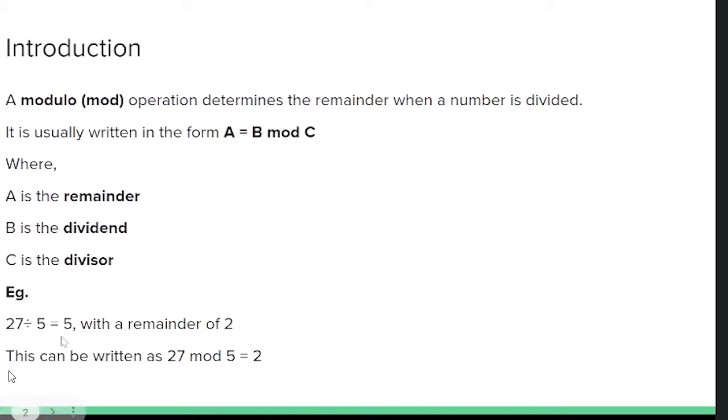So if we put this example in this form, we can see যে 27 goes in the place of b as it is the dividend, and 5 goes in the place of c, and 2, which is the remainder, goes in the place of a. So whenever you see something like this, এটা দেখলে you guys will just understand যে when you divide 27 by 5, the remainder is 2.